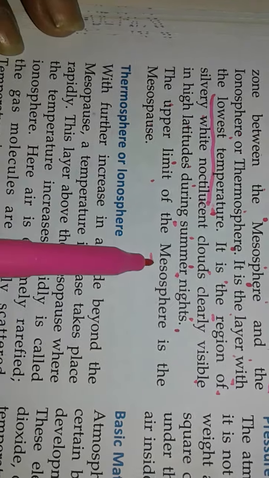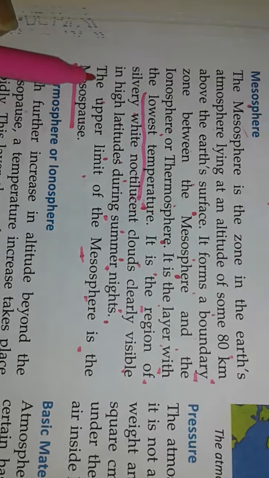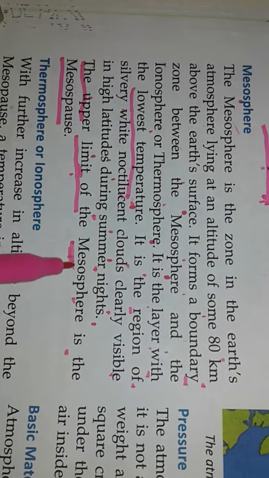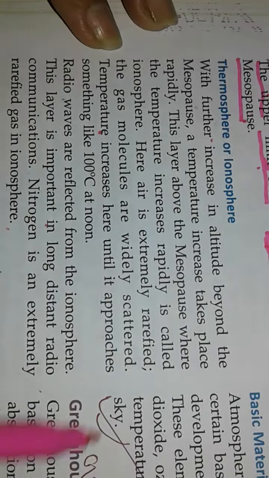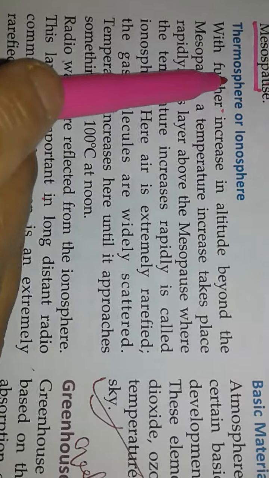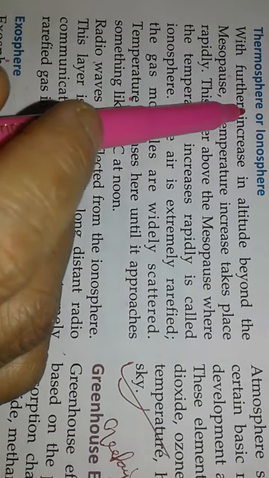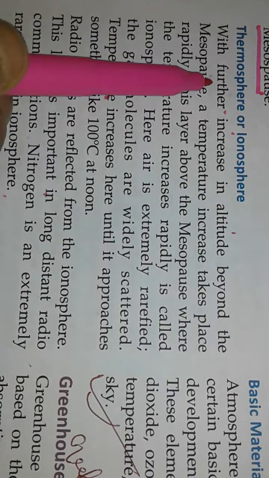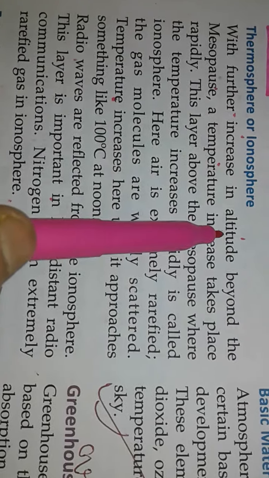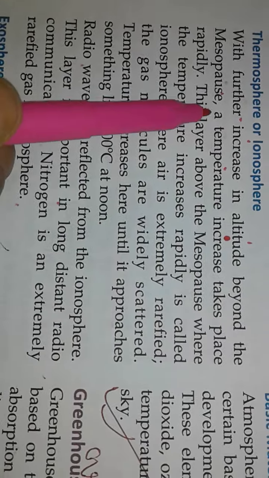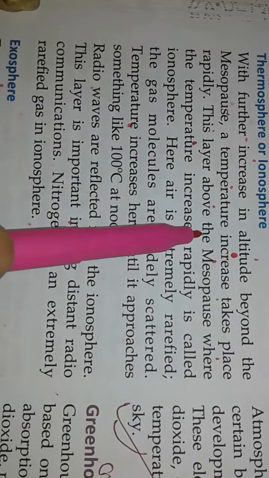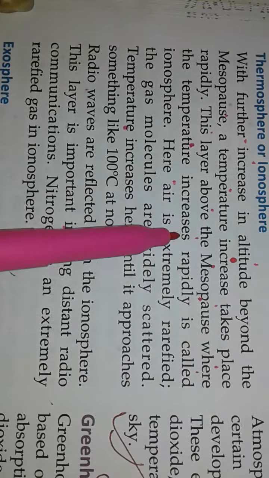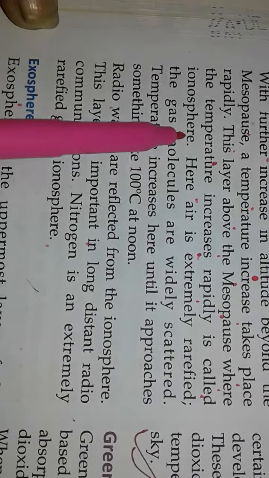The upper limit of the mesosphere is the mesopause. This one you note down. Just after the mesopause, the thermosphere or the ionosphere will start. The other name of the thermosphere is the ionosphere. With the further increase in altitude, beyond the mesopause, a temperature increase takes place rapidly. This layer above the mesopause, where the temperature increases rapidly, is called ionosphere.